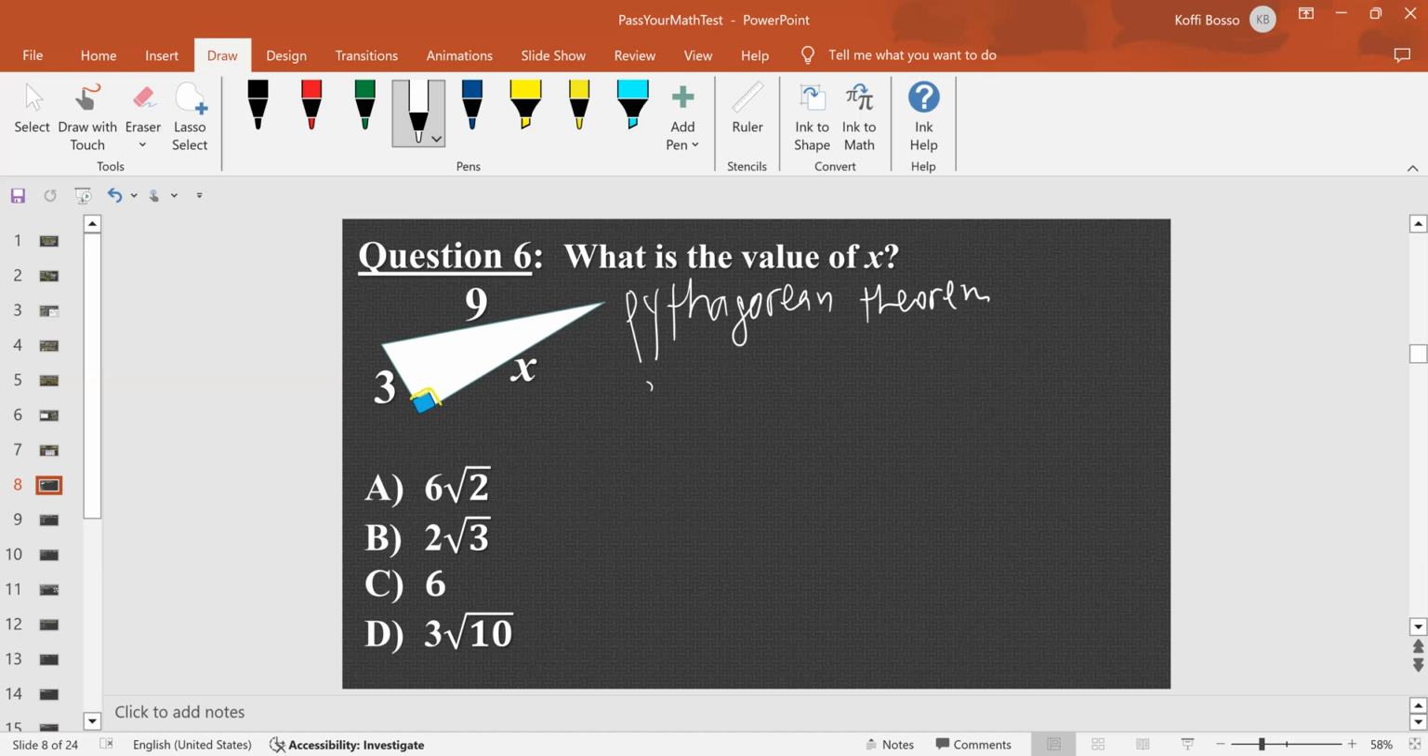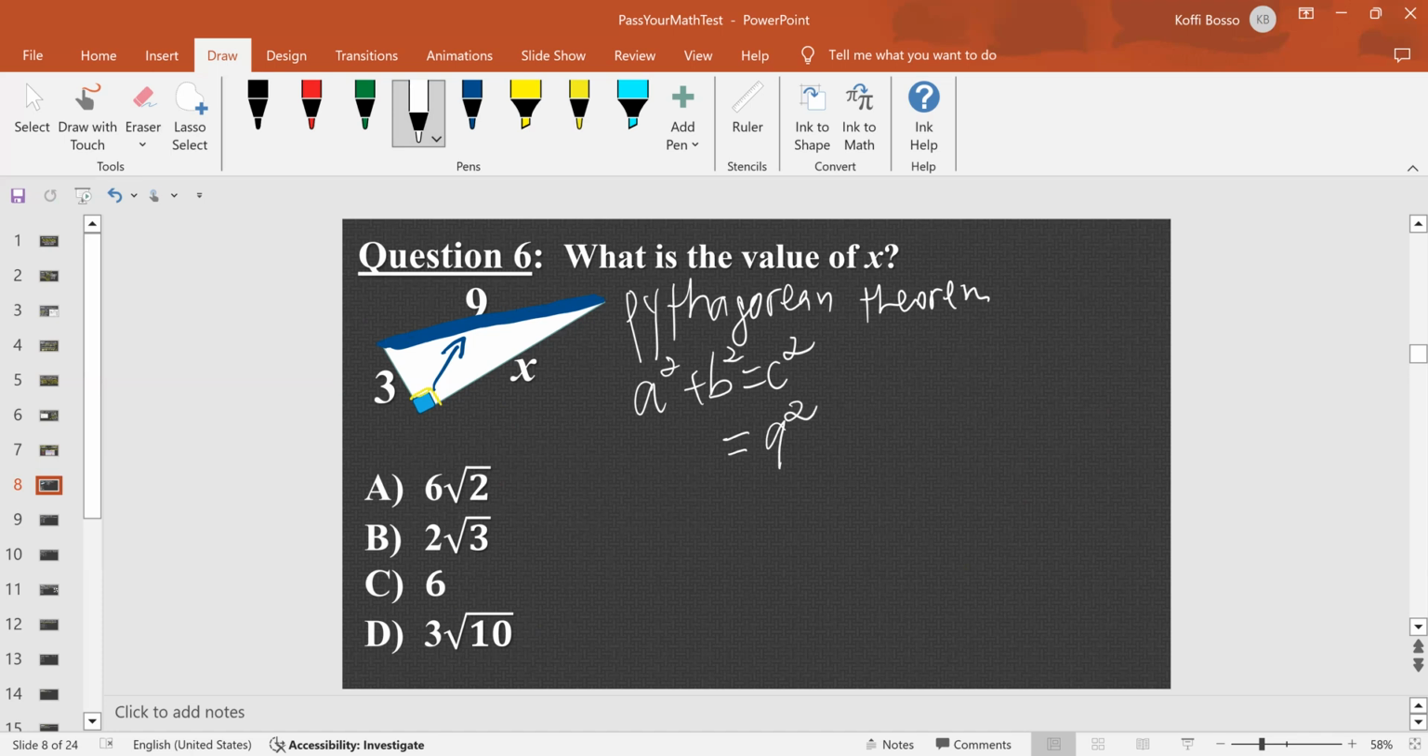And that means what? You're going to have a squared plus b squared is equal to c squared. Now, what do they mean by a, b, and c? C is always the hypotenuse. The hypotenuse is the longest side. In our case here, the hypotenuse is this one, the 9. How are we going to recognize that hypotenuse? It is always the side facing the right angle. So this is telling you that your c is that 9 there.